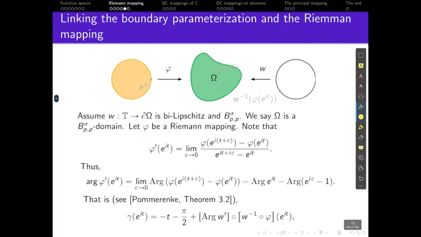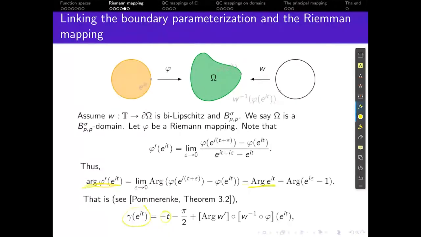And what are these guys? Let's see. This thing here in the boundary is gamma, by definition. This thing here, the argument of e to the power it is minus t. And what is this thing here? This is number 1. This is e to the power a minus epsilon. The difference is a vertical vector, so the argument is pi halves.